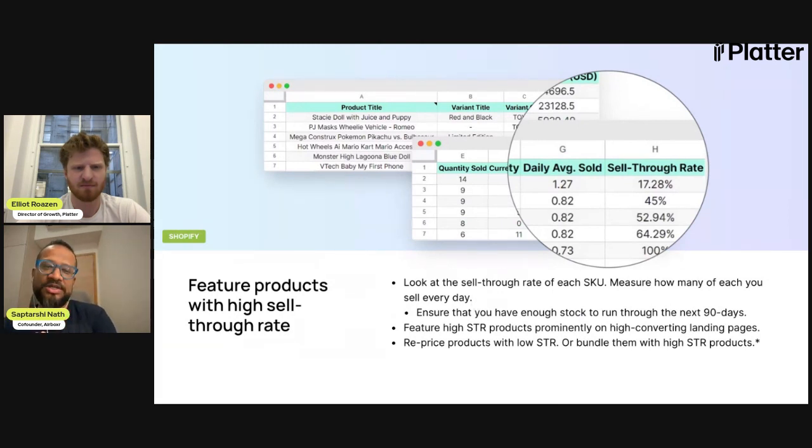I do want to talk a little bit about bundling, but before I talk about my data approach to bundling, Elliot, I want to hear more about how you look at bundling. And I know bundling is actually a core part of Platter's value proposition as well. So how do you generally look at bundling?